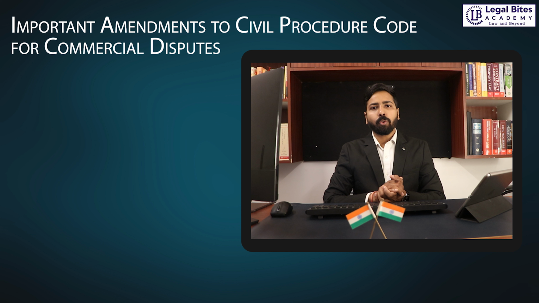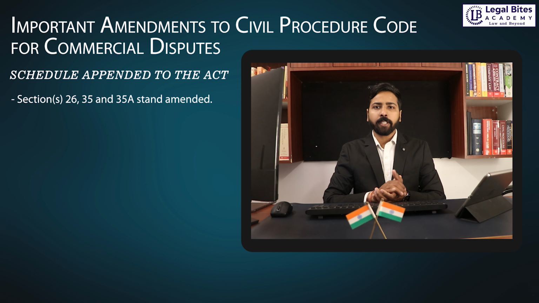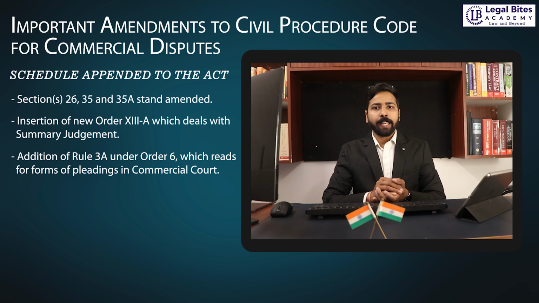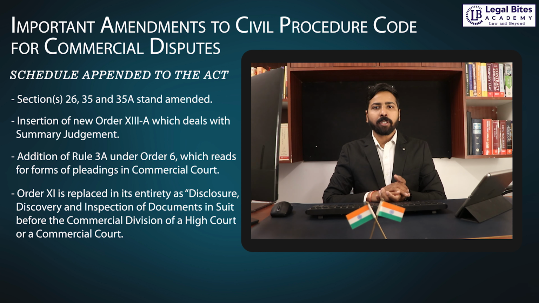Now let us look at the important amendments to the Civil Procedure Code for commercial disputes, which are mentioned in the schedule appended to the Act. That is sections 26, 35 and 35A, which stand amended. Next, new Order 13A has been inserted, which deals with summary judgment. Rule 3A under Order 6 has been added, which deals with forms of pleadings in commercial courts. Order 11 is replaced in entirety as disclosure, discovery and inspection of documents in suits before the commercial division of a high court or a commercial court.